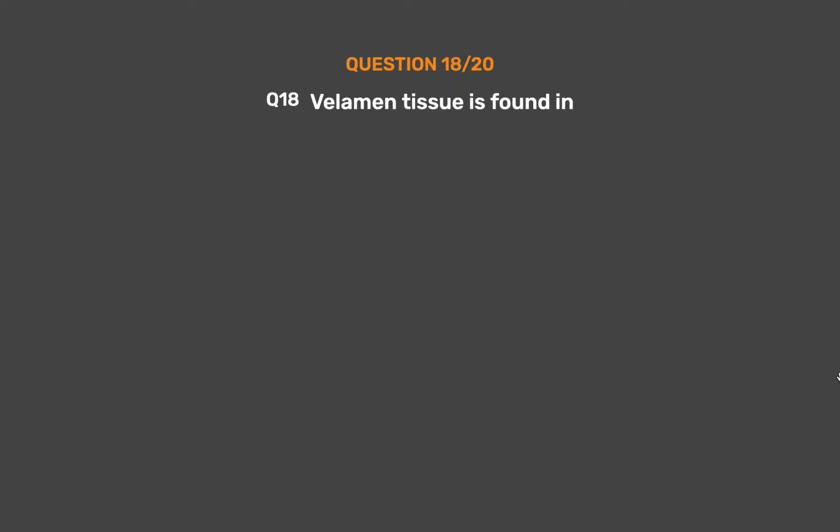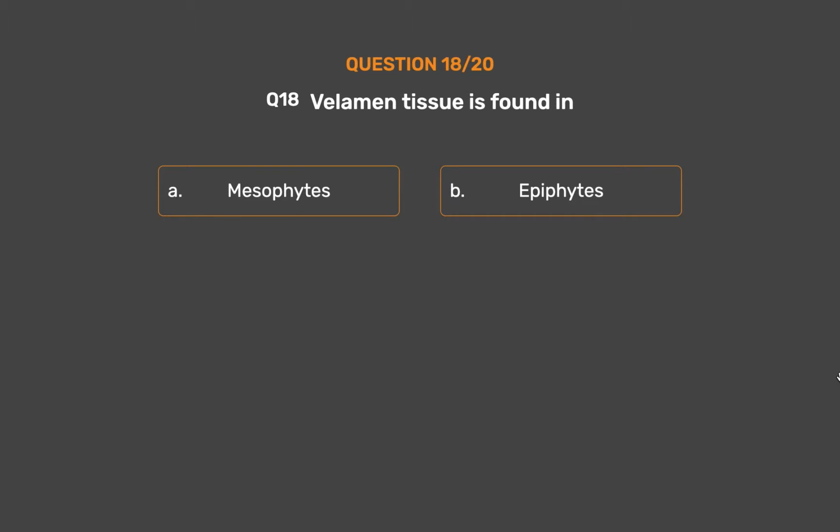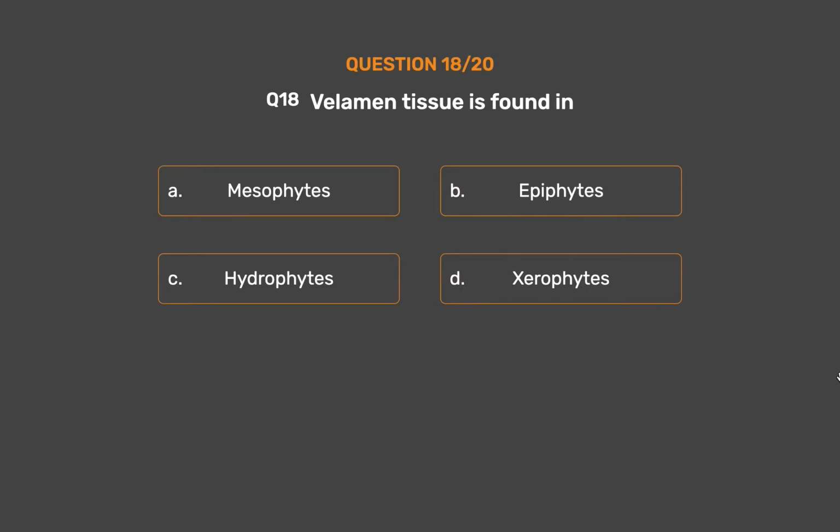Question number 18. Velamen tissue is found in: option A. Mesophytes. Option B. Epiphytes. Option C. Hydrophytes. Option D. Xerophytes.